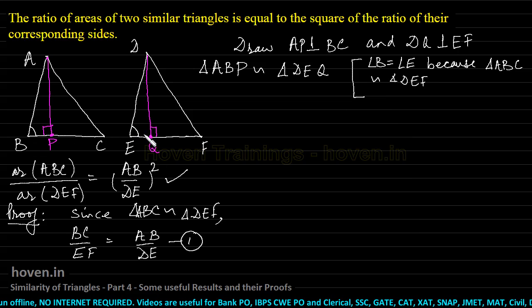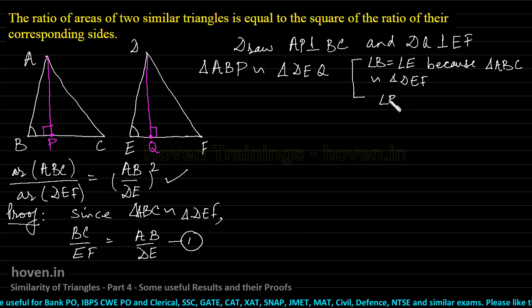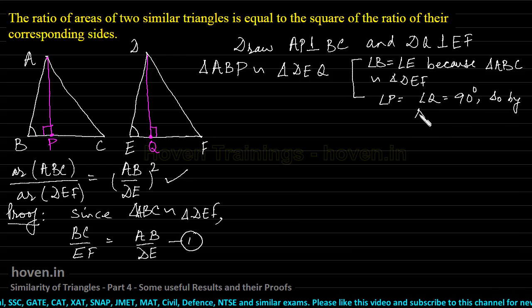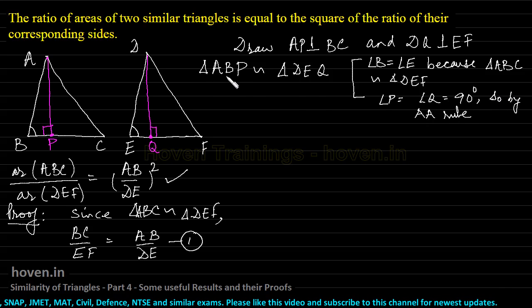This angle, they are already equal. And this angle is 90. We have already dropped perpendiculars. Angle P is equal to angle Q is equal to 90 degrees. So, by double A rule, triangle ABP is similar to triangle DEQ.